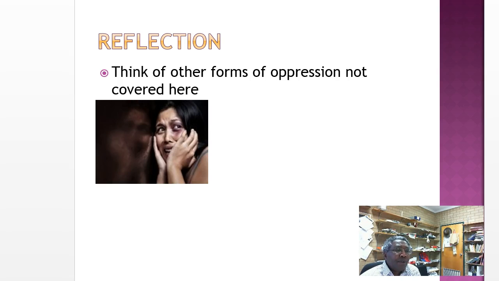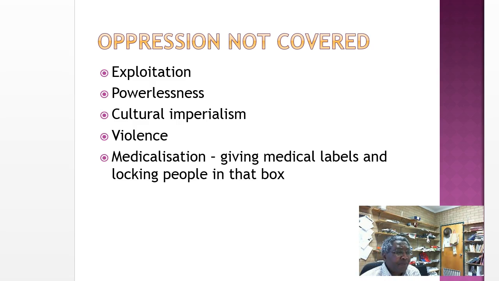You can pause and think of other forms of oppression that we have not covered here. So what we have here is just examples of different forms of oppression, but it's not an exhaustive list. We have not looked at exploitation. That happens in different ways: gender, children. We've not looked at the issue of powerlessness. We haven't looked at cultural imperialism. We haven't looked at violence.